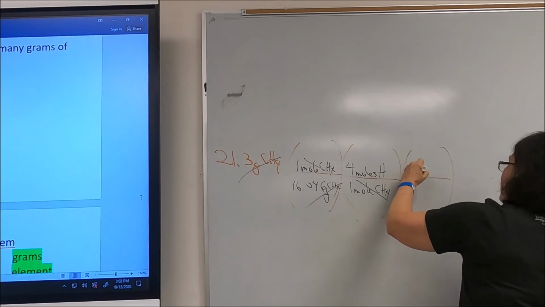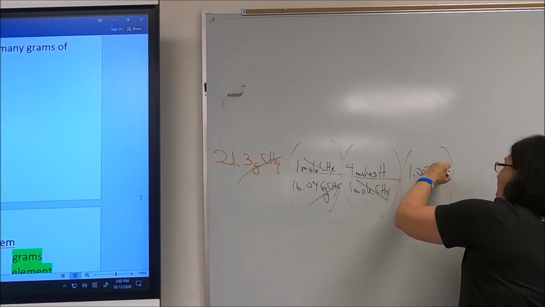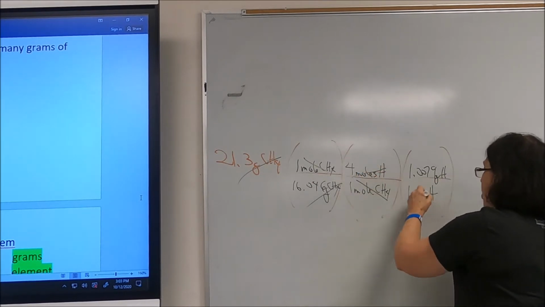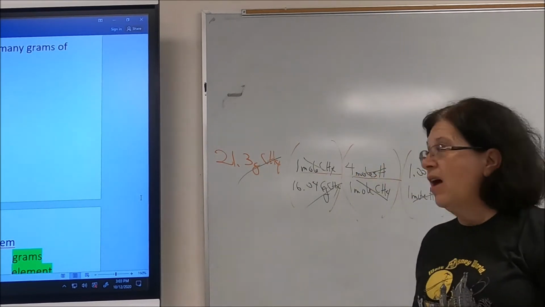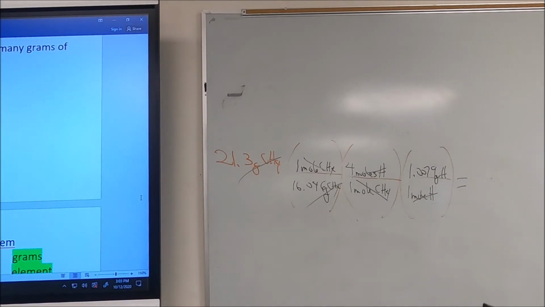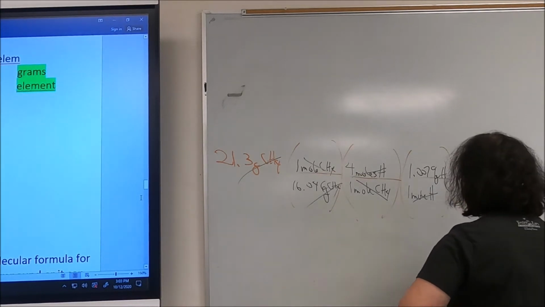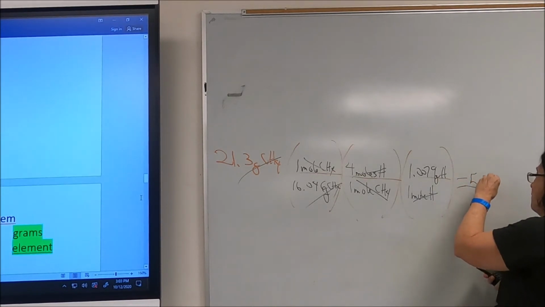And then there's 1.0079 grams of hydrogen for every 1 mole of hydrogen. So moles of hydrogen divide out. So if we pop this through, 21.3 divided by 16.04 times 4 times 1.0079, 3 significant figures, I get 5.34 grams of hydrogen.